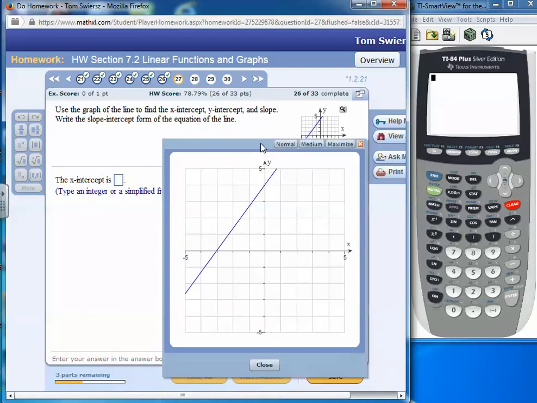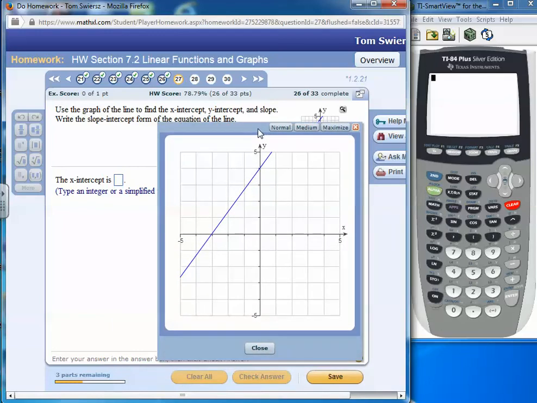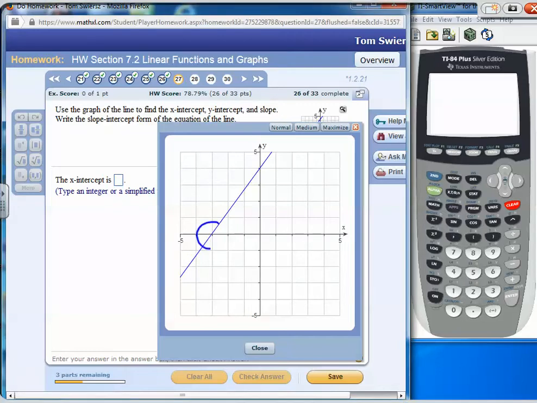Okay, now the x-intercept is where it crosses the x-axis. The x-axis is right here, the horizontal. There it is, so it's over 1, 2, 3, so it'll be a -3. The y-intercept is where it crosses the y-axis. Right here, y-axis is 1, 2, 3, 4, 5, up 5. So 5 would be the y-intercept.